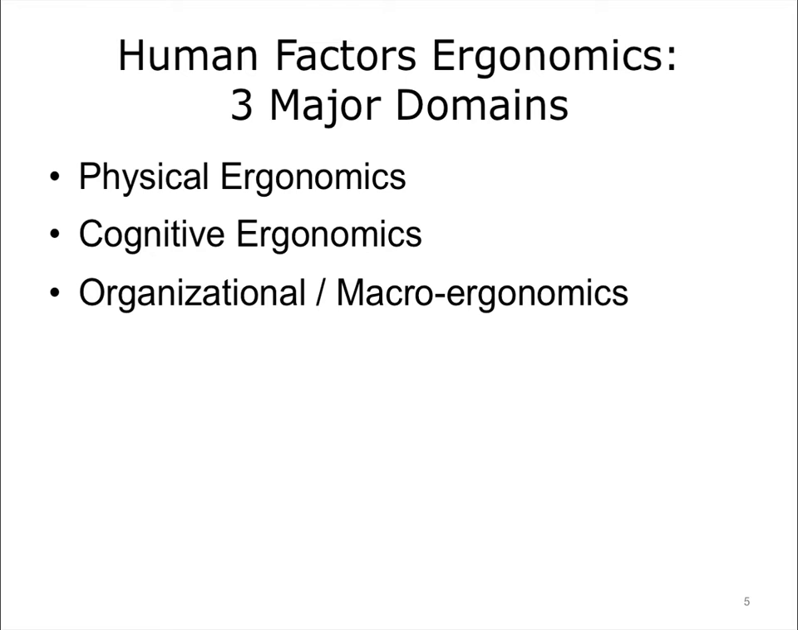Human factors ergonomics has three main domains. Ergonomics is broadly conceived as the study of work and factors that affect it. The term is sometimes used interchangeably with human factors. In any case, we can characterize the three main domains that you see on this slide.